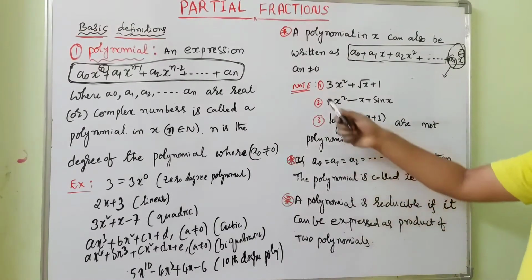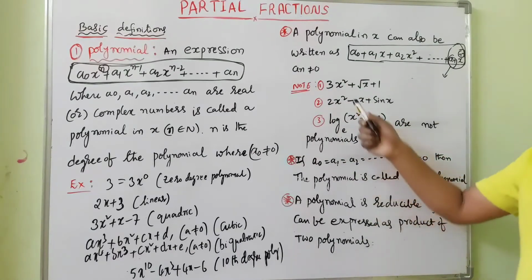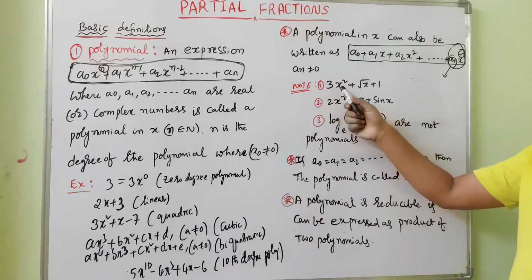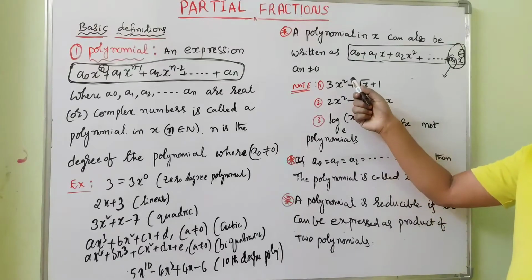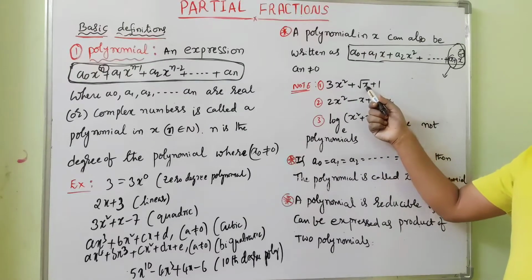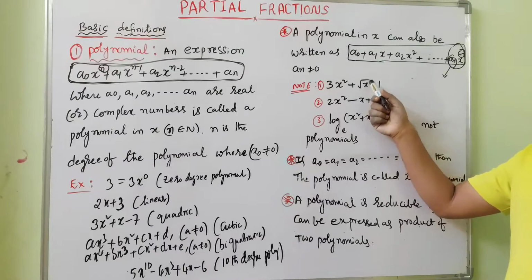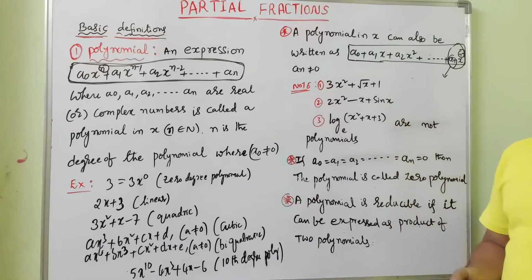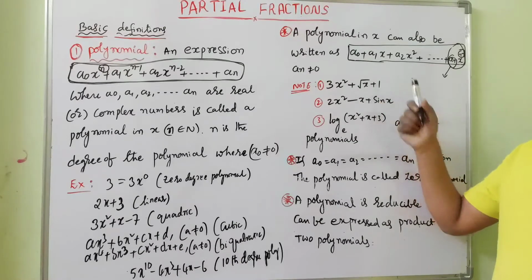Now please note these important things. Observe this expression. 3x square is okay. The power is a natural number, 2. Here the power of x is root x, means the power of x is 1 by 2. 1 by 2 is a rational number. It is not a natural number. So it is not a polynomial.